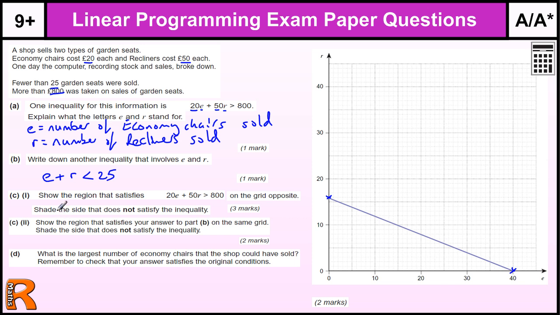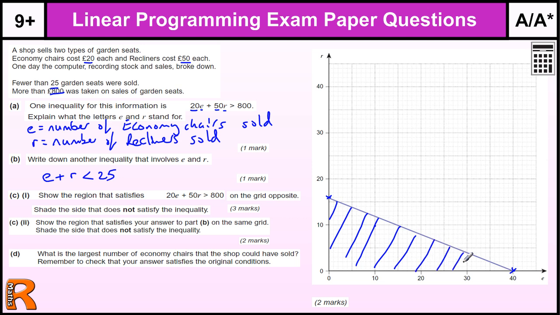Now we're told to shade the side that does not satisfy the inequality. Now we want greater than 800. Hopefully it's fairly evident that that's going to be this side. But if you're not sure, pick a value on one side or the other. So say 10 and 10, and put that into the equation. So 20 times 10 is 200, plus 50 times 10 is 500. That is 700. Is that greater than 800? No. So that's the side we want to get rid of. That's the side we want to shade out.